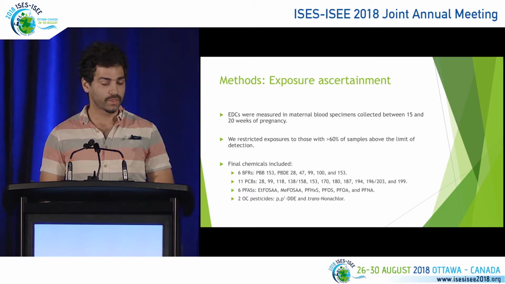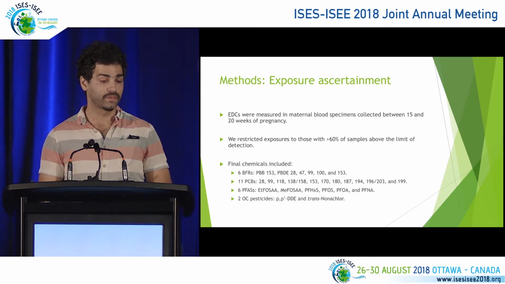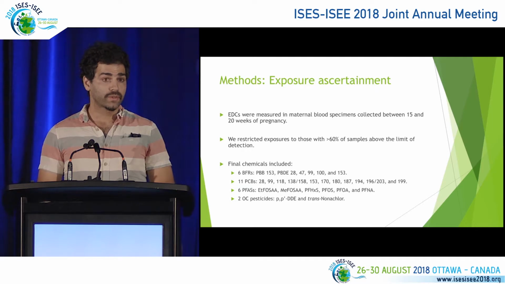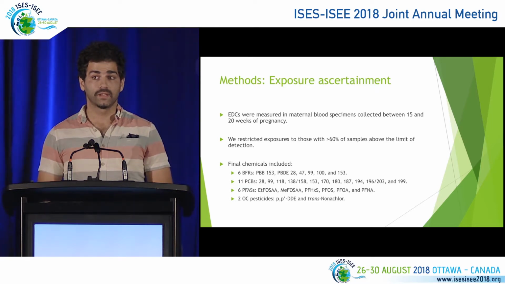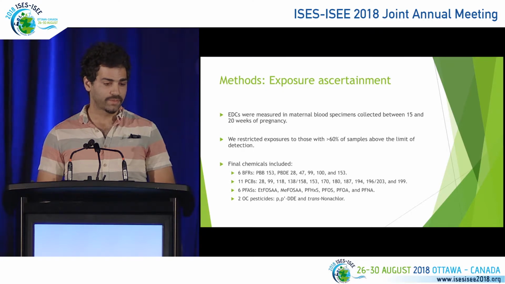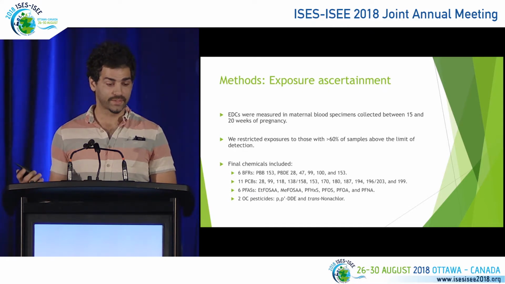The exposure assessment was endocrine disrupting compounds that were able to be measured in maternal blood between 15 and 20 weeks of pregnancy. We restricted the exposures of interest in this case to those that had greater than 60% of all samples above the limit of detection. I put the 25 chemicals that we included there in a list. I don't expect you to actually digest all of that, but it's 6 brominated flame retardants, 11 PCBs, 6 perfluoroalkyl and polyfluoroalkyl substances, and 2 organochlorine pesticides.